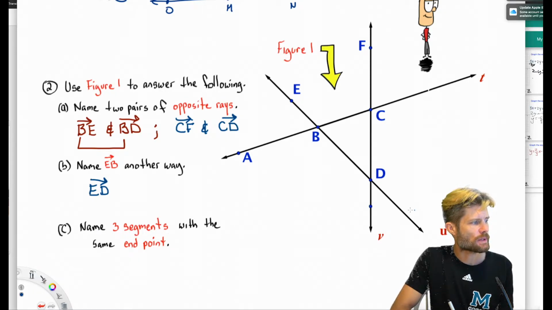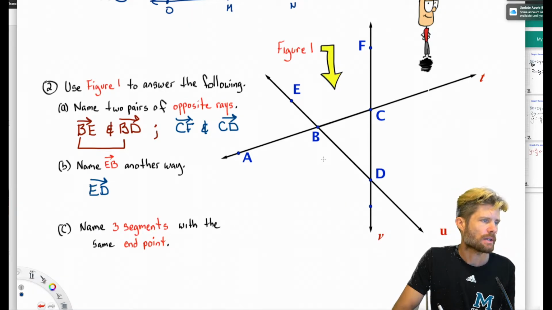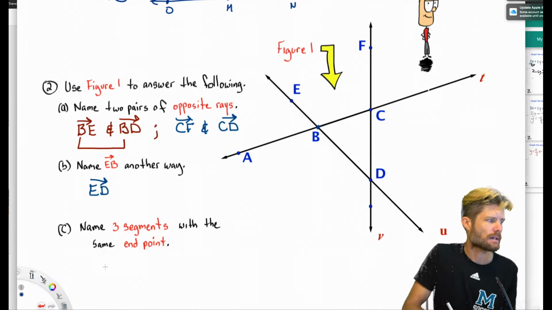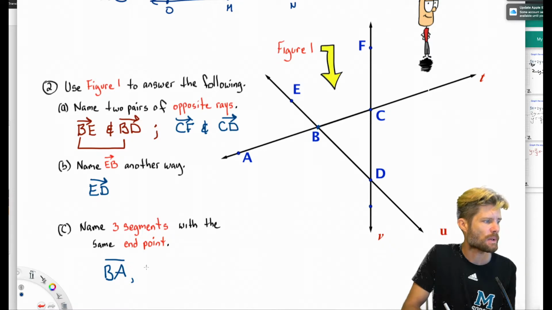Name three segments with the same endpoint. Okay, so how do you name a segment? A segment is two points with a line segment symbol over it. And we just want to have one of the points on each segment be the same. So how about we go with, let's use B again right here. So I can say segment BA, and let's list another one that has the same endpoint. BE.